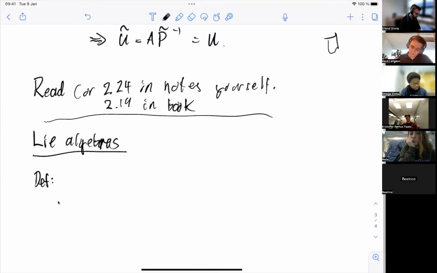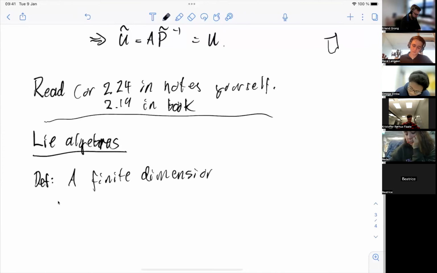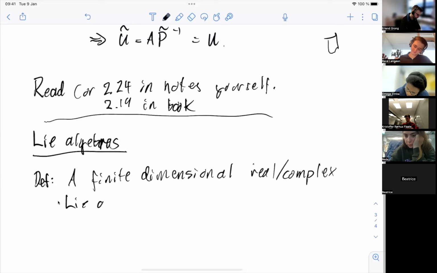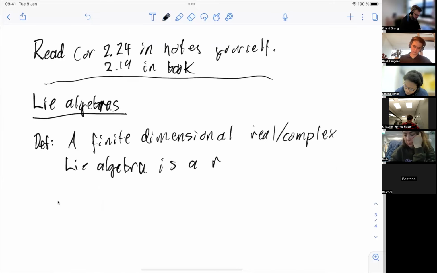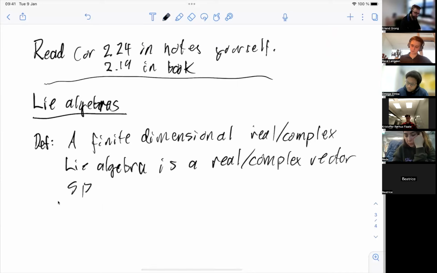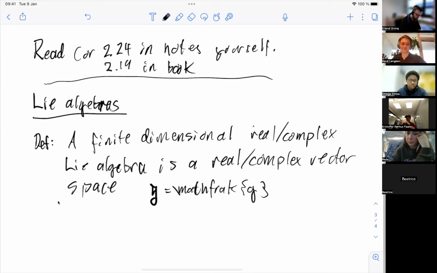Okay, so what is a Lie algebra? A finite dimensional real or complex Lie algebra is a real or complex vector space, which we usually denote by this German fraktur g. In terms of the LaTeX code, this is \mathfrak{g}, my attempt at a \mathfrak.